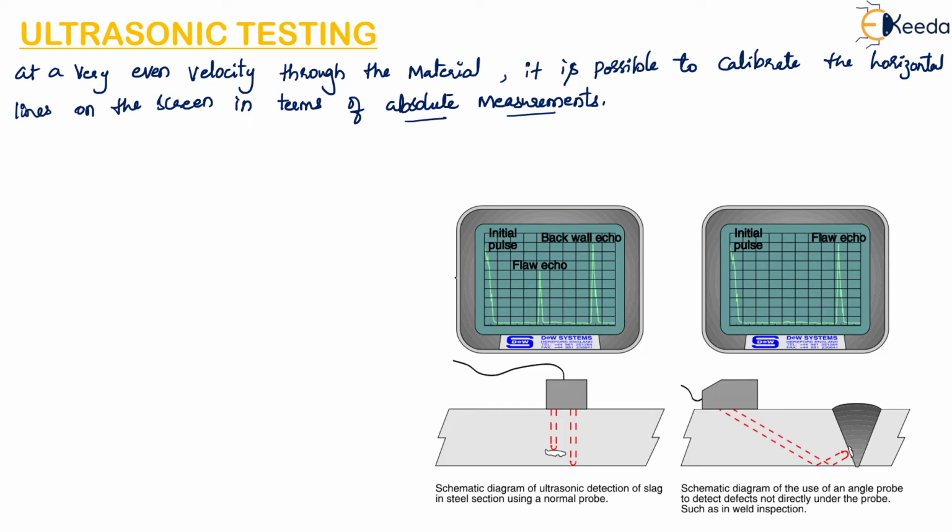So what happens by calibrating the screen in terms of distance? Then we will be able to find out the origin of the returned pulses obtained from the test piece. So this probe will send a signal and it will receive a signal. So the origin of the received signal, or the place from which it is received, that distance can be calculated from this screen.